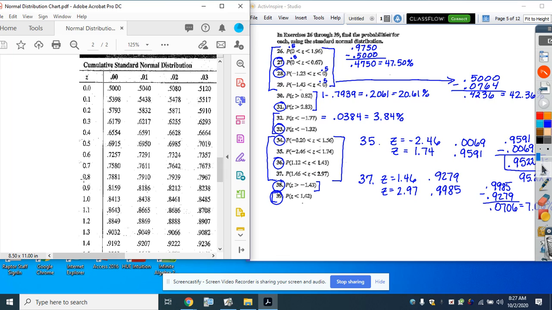And my last digit is a 2. So this is 0, 1, 2. So my answer is 0.7939. But I have to subtract that from 1.